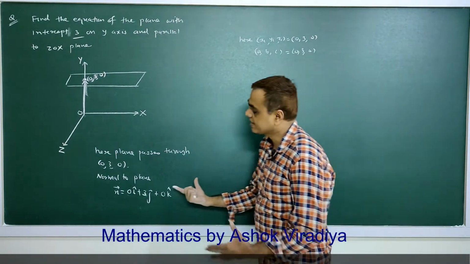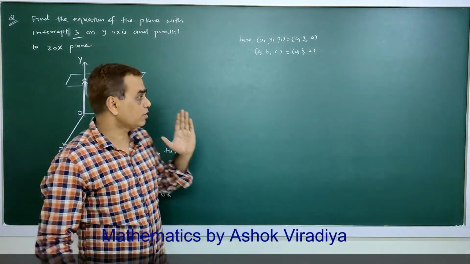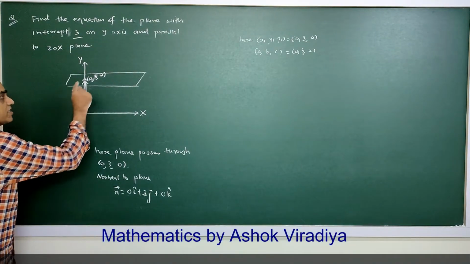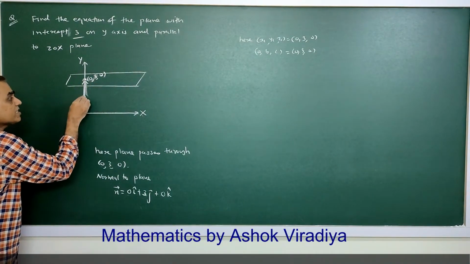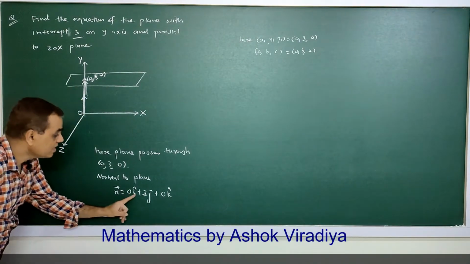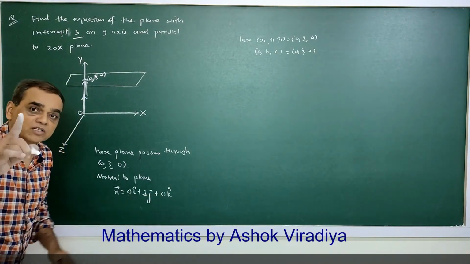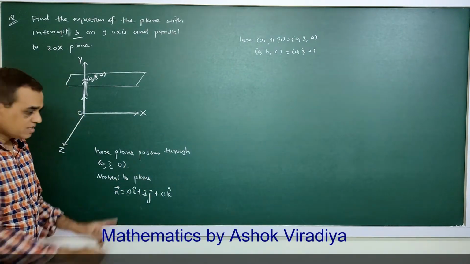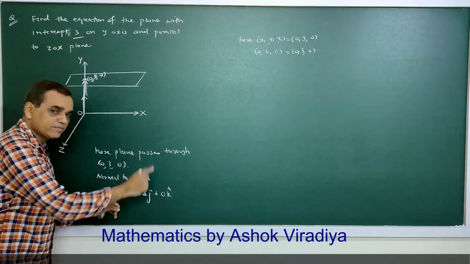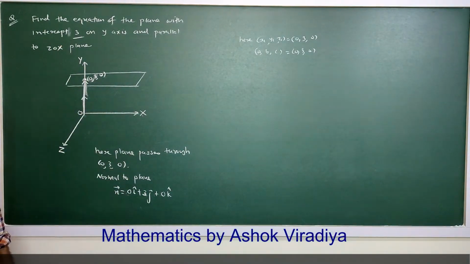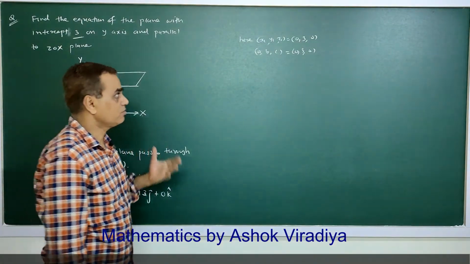The normal can be taken as any vector which is perpendicular to this plane. If you don't want to take 0, 3, 0, you can also take the unit vector 0, 1, 0. 0, 2, 0 can also be taken, and 0, 5, 0 can also be taken. Any perpendicular vector can be taken. We are taking 0, 3, 0.